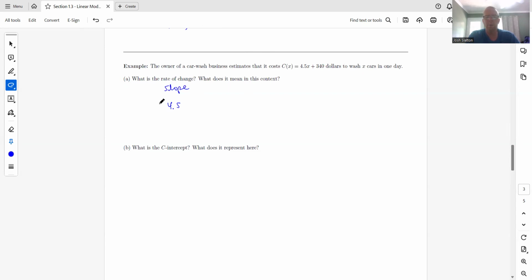So what are the units? $4.5 per, and what is X? X is cars, per car. So it costs $4.50 to wash each car. Now, as far as the words, we didn't say this in exactly the same way as I said the last one, but the idea is still there. And you could write this, each car costs $4.50. You could write it like that.